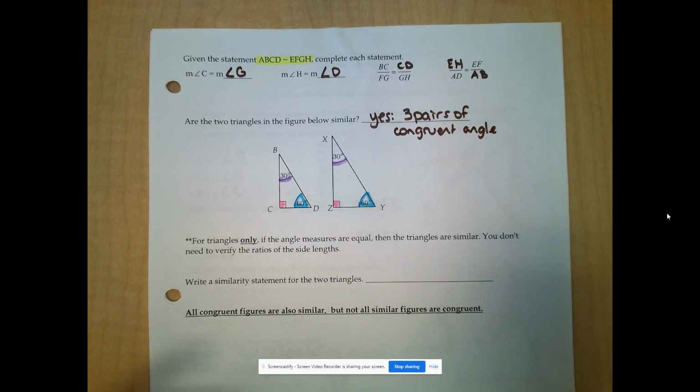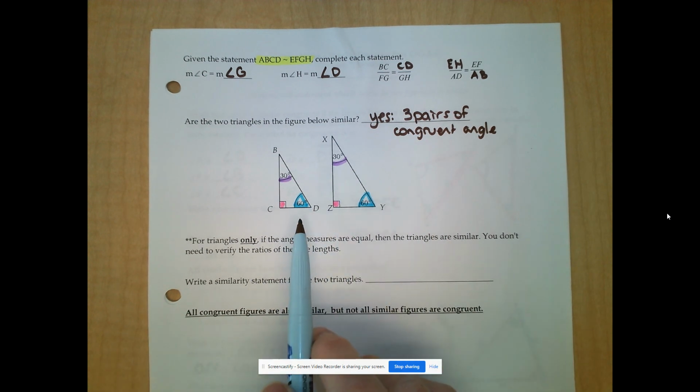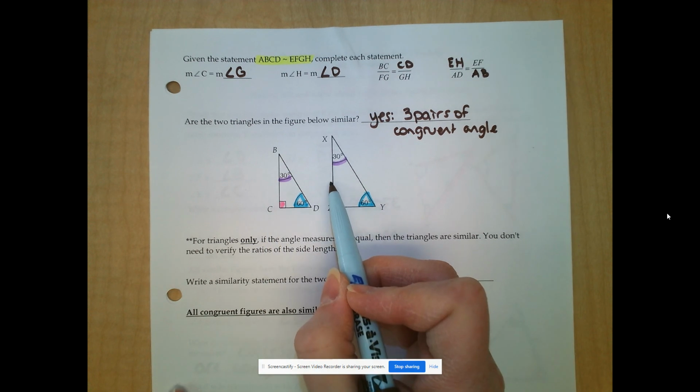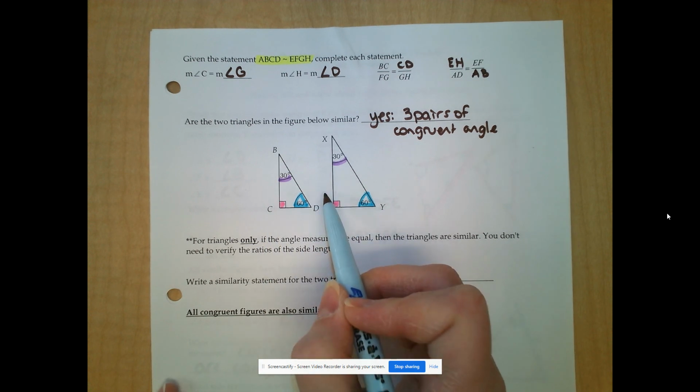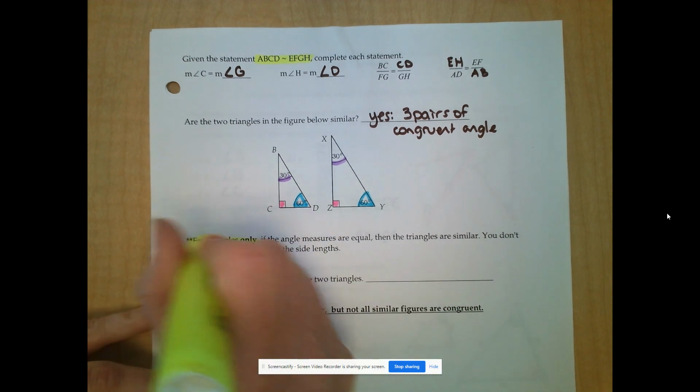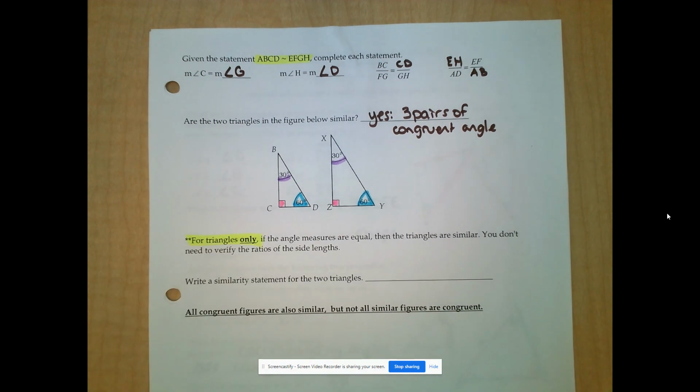And you're going to say, Mrs. Fraser, we don't know if they're similar because we can't see any tick marks on the sides. This side is not the same length as this side. I can tell, but I can't do one of those proportions. Well, what's interesting is for triangles only, if the angle measures are equal, then the triangles are similar. You don't actually have to verify the ratios of the side lengths. Now, I'm going to say it one more time. This is for triangles only. If you have more than 3 sides, then you have to prove the sides are proportional as well.